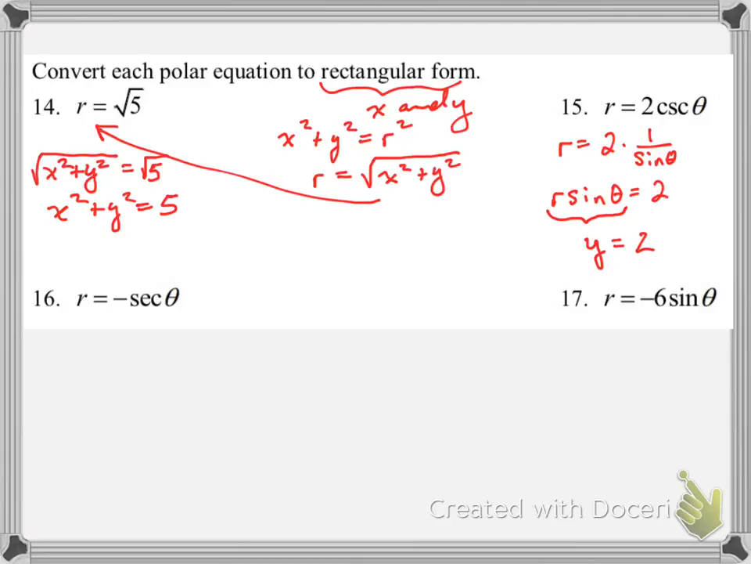And do a similar type thing with this problem here, where secant is equal to 1 over cosine of theta, multiplying cosine of theta to the other side gives us this, and r cosine of theta is equivalent to x. So x equals -1 would be this equation.